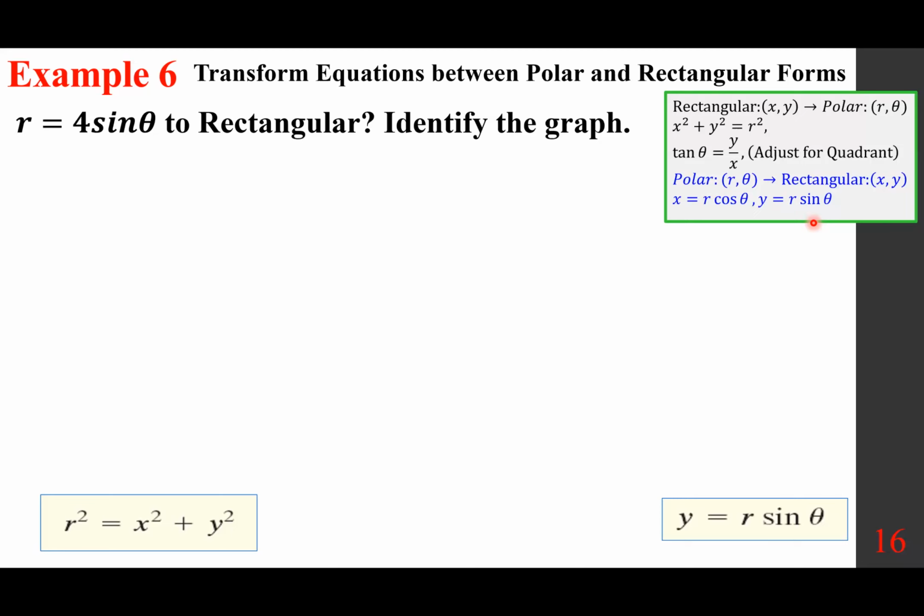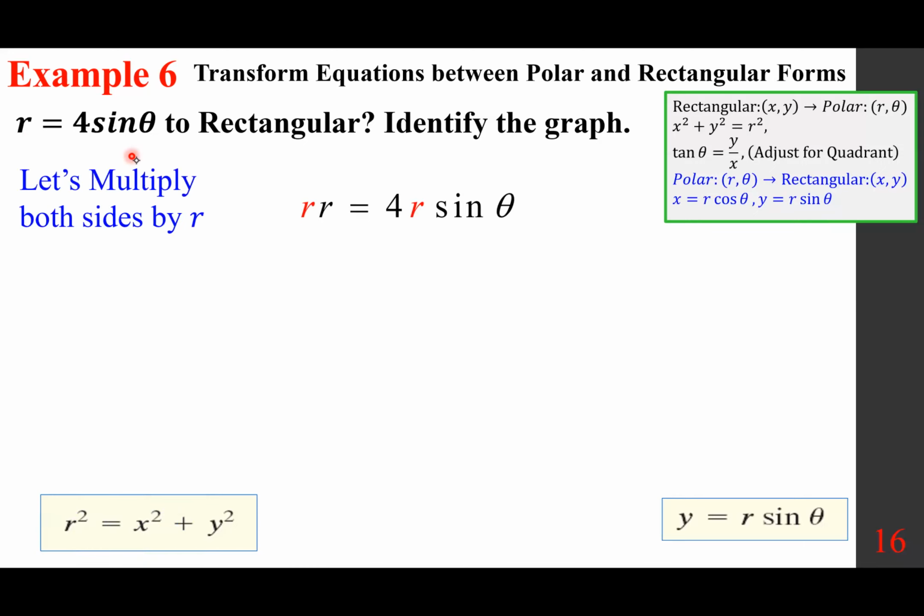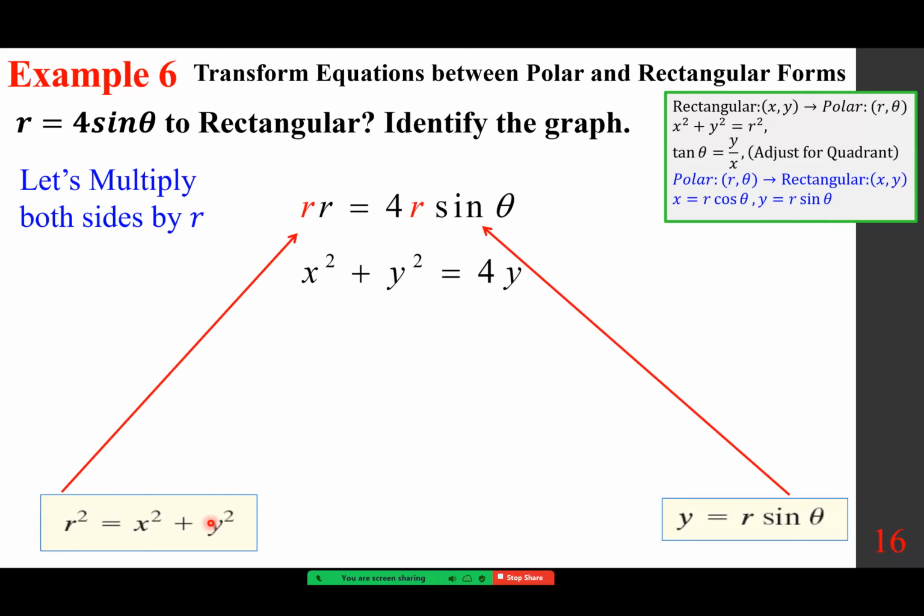So when we have r equals 4 sine theta, the technique, and it comes with practice and experience, is to multiply both sides by r to figure out what we have. If we multiply both sides by r, take a look. This is x squared plus y squared, and this is 4y. So we changed it to a rectangular. Now we are going to work on it. To work on it, we're going to move the 4y to the left.